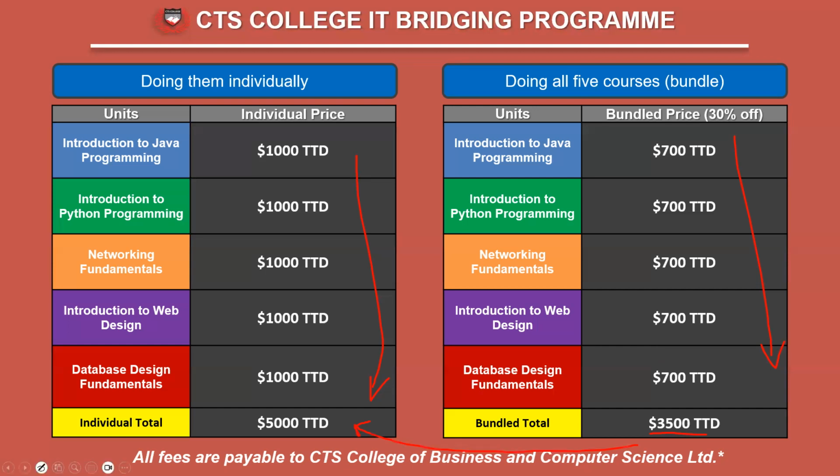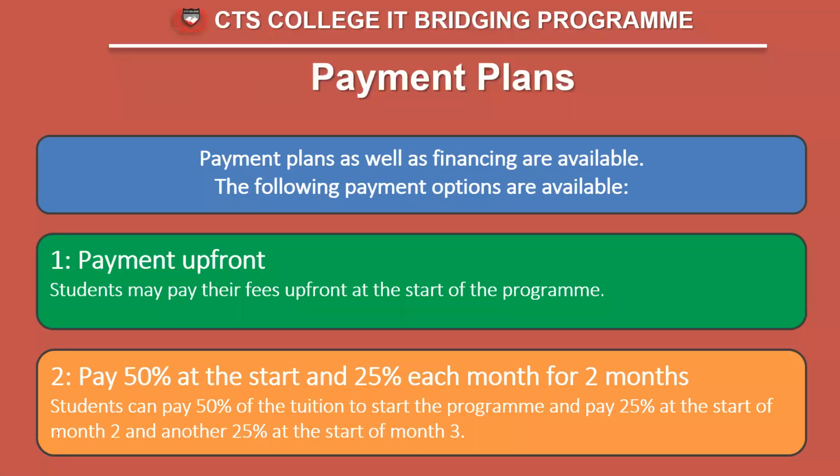And of course, yes, we do have payment plans for these as well. So we don't expect you to pay that full $3,500 upfront if you're doing all 5. So you have the option of doing that as well. But of course, if you want a payment plan structure, we would advise you to pay at least 50% of the total upfront, right? And if you can't make that 50%, no problem. You can pay 25% upfront.